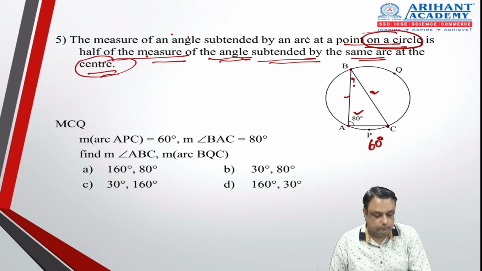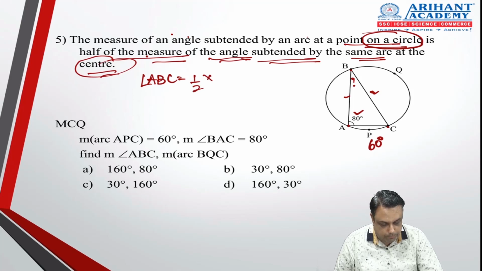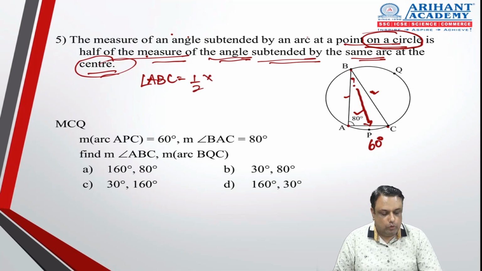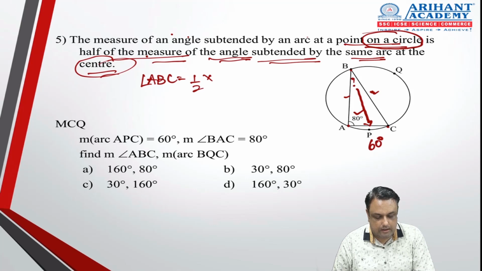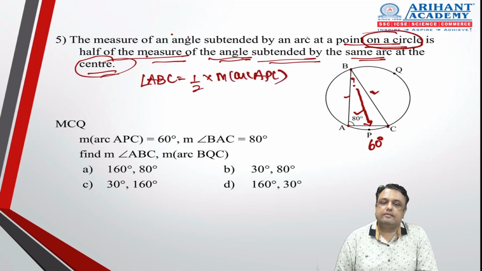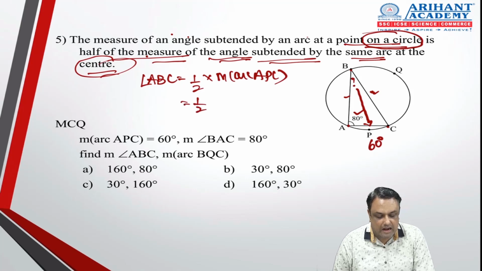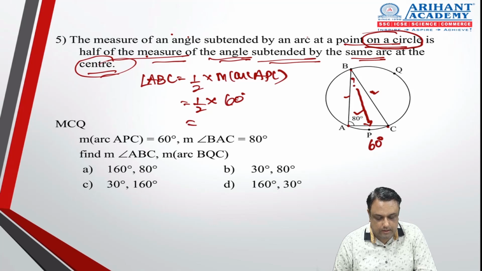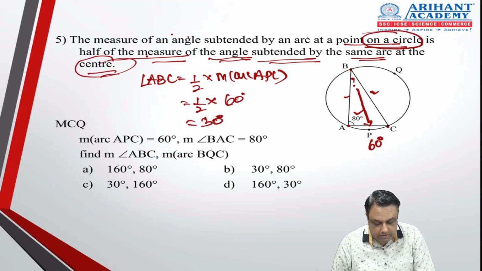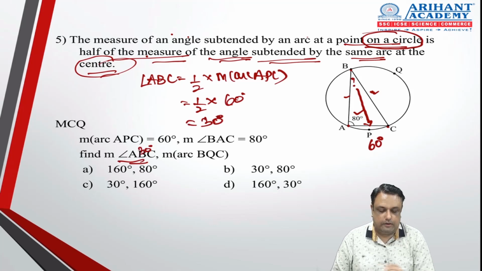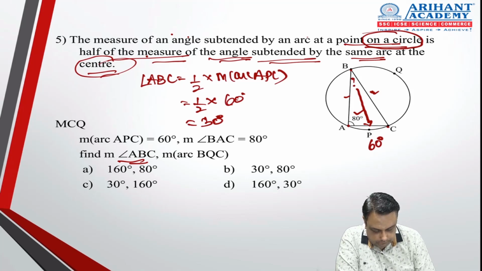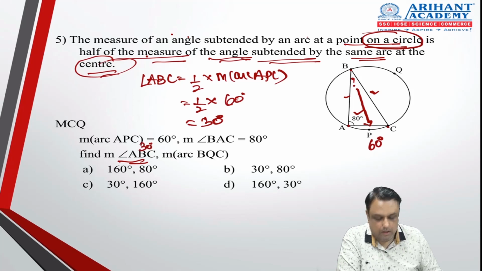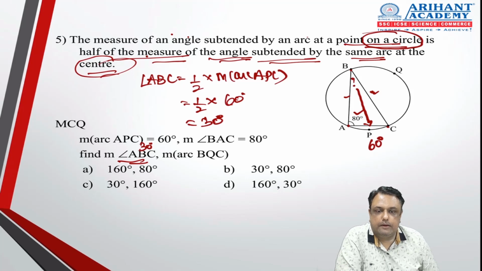So, angle ABC will be half the opposite arc. तो ABC के सामने opposite arc है measure arc APC. That is what is your inscribed angle theorem. और arc APC दिया हुआ है 60. So measure angle ABC is 30. तो measure angle ABC 30 डिग्री हो जाएगा. So measure angle ABC 30 डिग्री हो गया आप लोगों का.